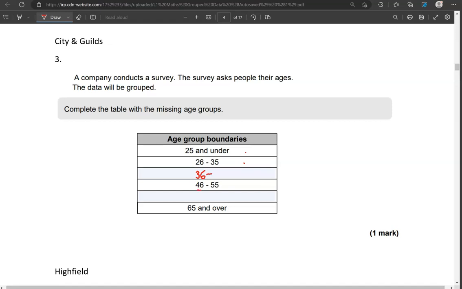And then that should be one less than 46, which is 45. We now have 46 to 55, so next one is 56 to 64. And finally 65 and over.